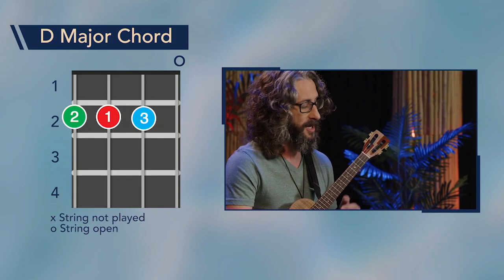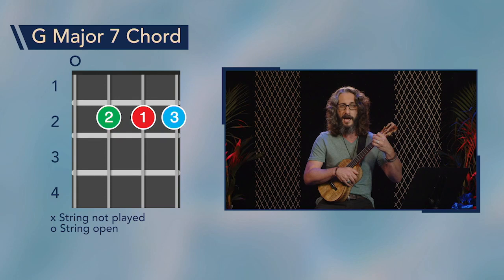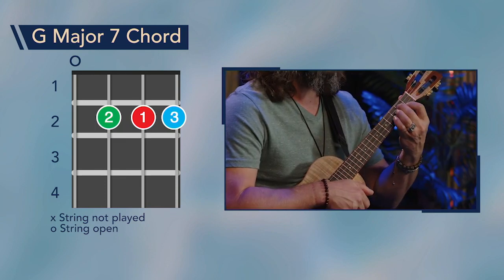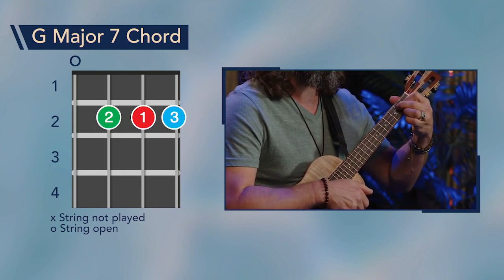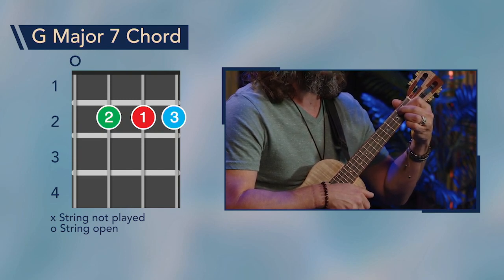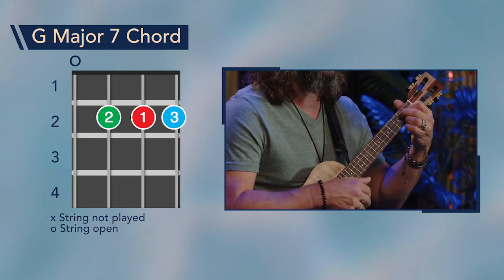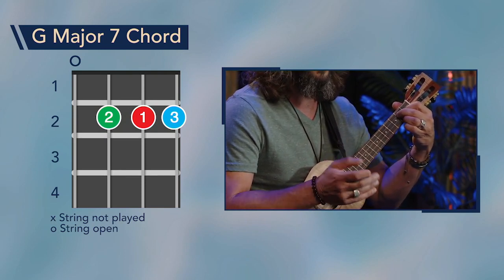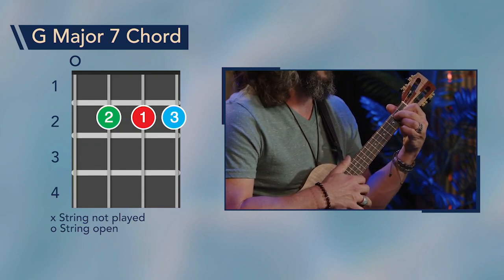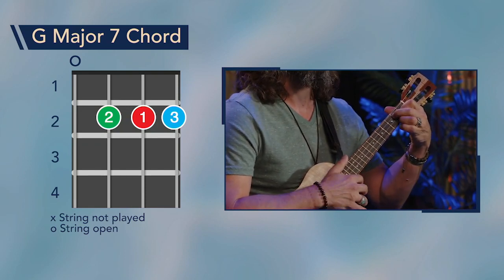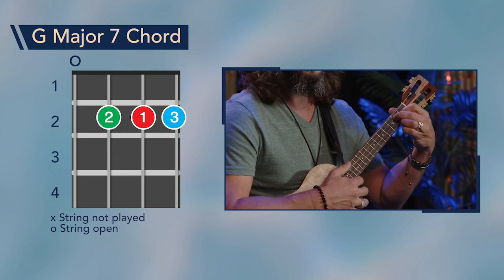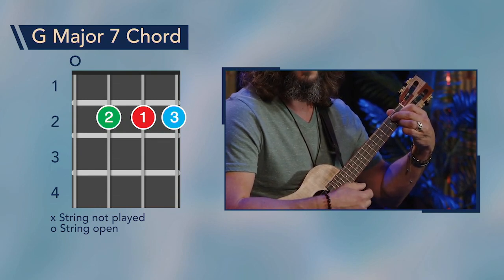The D major chord involved fret 2 on string 4, 3, and 2. This time, for the G major 7, we're going to move that over to string 3, 2, and 1. So you have fret 2 on string 3, fret 2 on string 1, and fret 2 on string 2. Once you have your fingers situated on the fretboard, you'll strum all 4 strings for a G major 7. Got it? Try that with me. Check your fingers. Curved, pressing hard. 1, 2, 3, 4, G major 7.